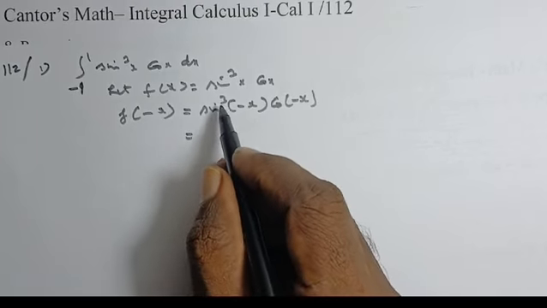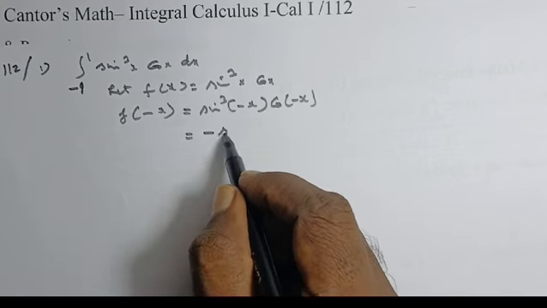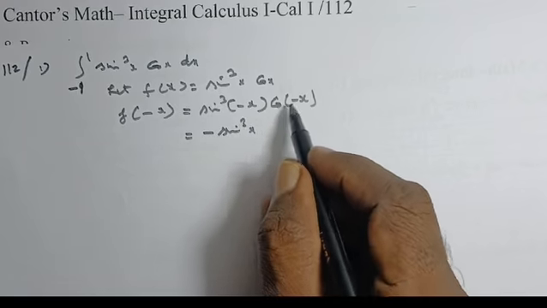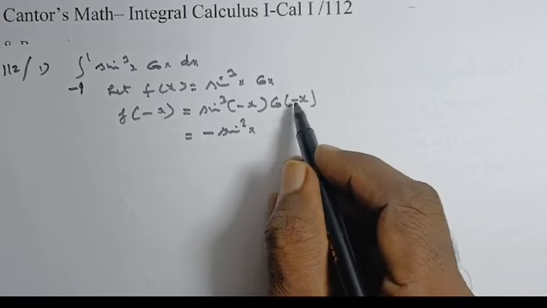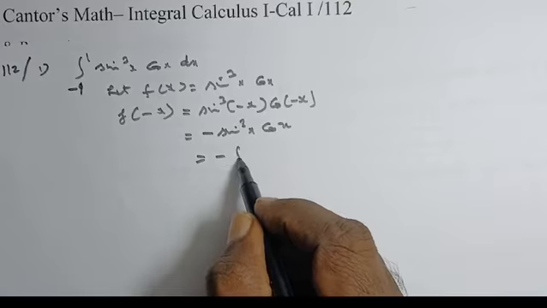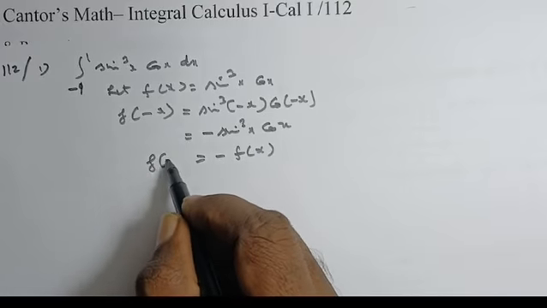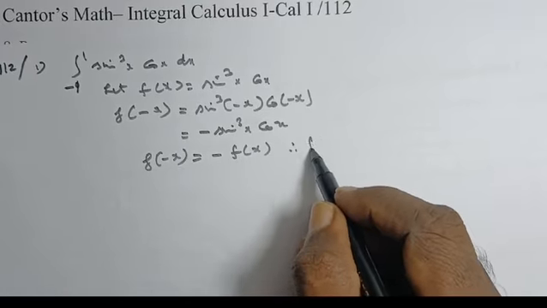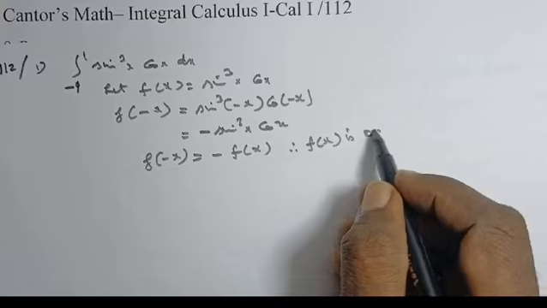Sin minus x is minus, power 3, odd number. Therefore, this is minus sin cube x. Cos, always cos of minus x. Cos swallows minus. Therefore, cos x. That is, this is equal to minus f of x. That is, f of minus x equal to minus f of x. Therefore, f of x is definitely odd.